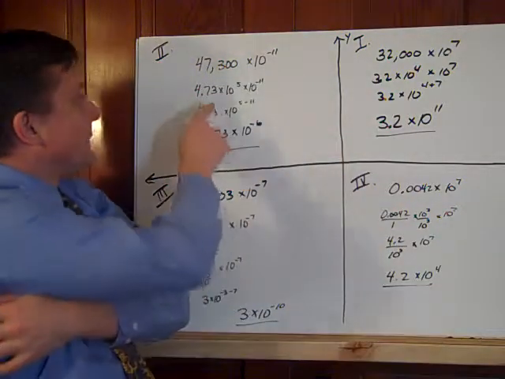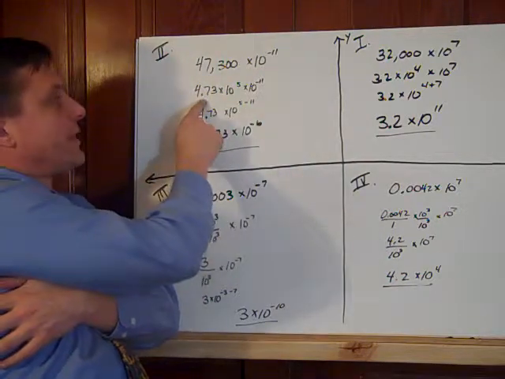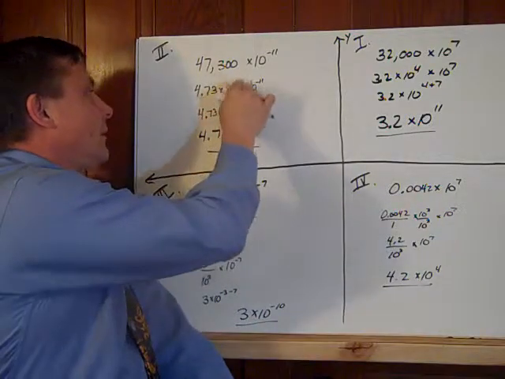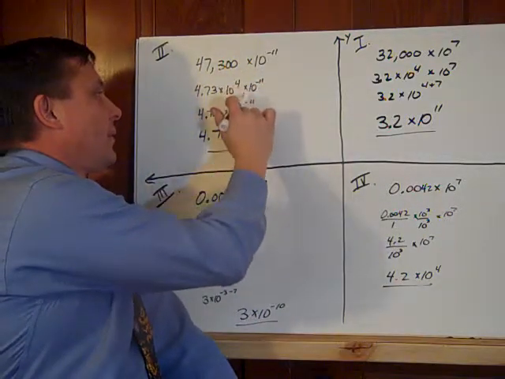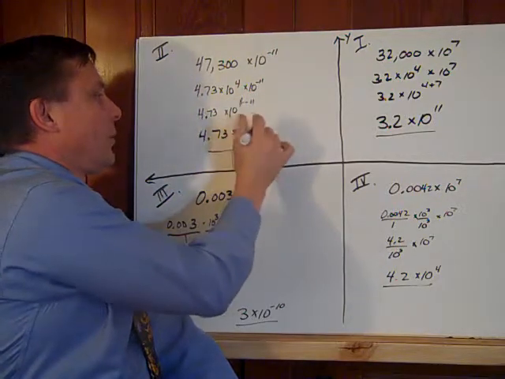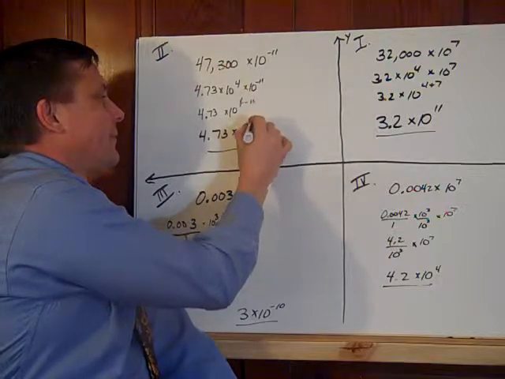Moving to quadrant 2. 47,300 times 10 to the negative 11th. Again, 4.73 times 10 to the 4th. I made a math mistake all the way through on those. 4 minus 11 makes 4.73 times 10 to the negative 7.